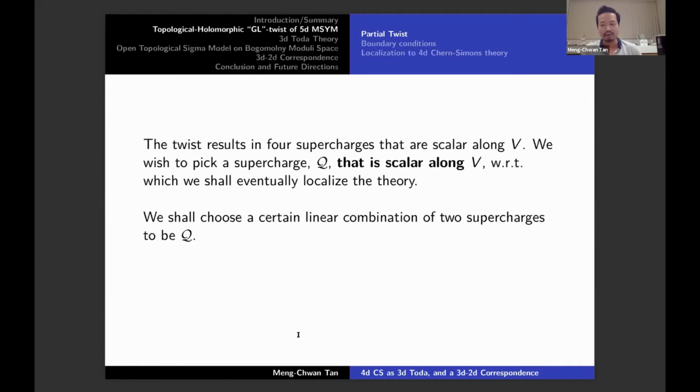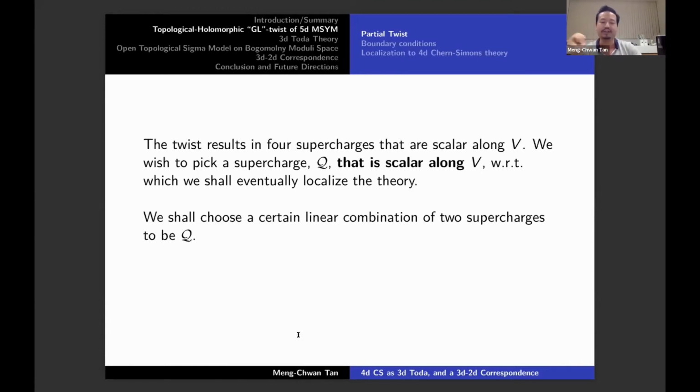Also, if you look at the variations, they don't contain the metric in those 2 directions. So it doesn't depend on the Kähler structure in those 2 directions that are holomorphic. And that's very nice. It allows us to rescale things in those two directions also. What's nice about this partial twist is that you topologically twist in some directions, and it's automatically holomorphic in those other directions. So in this case, 3 directions topological, 2 directions holomorphic. This twist results in 4 supercharges that are scalar along V.